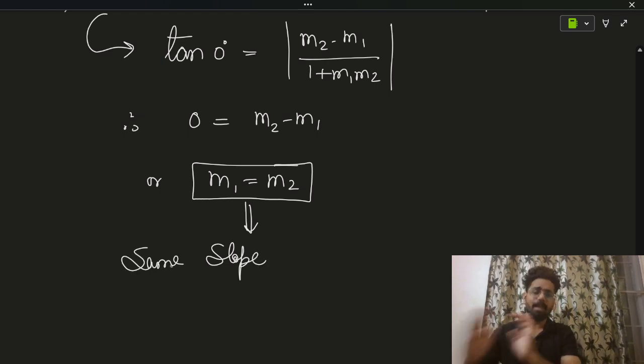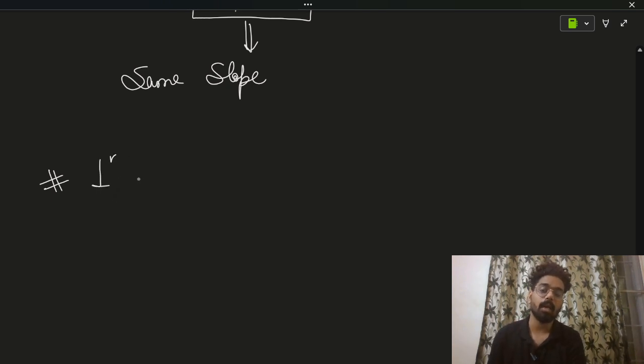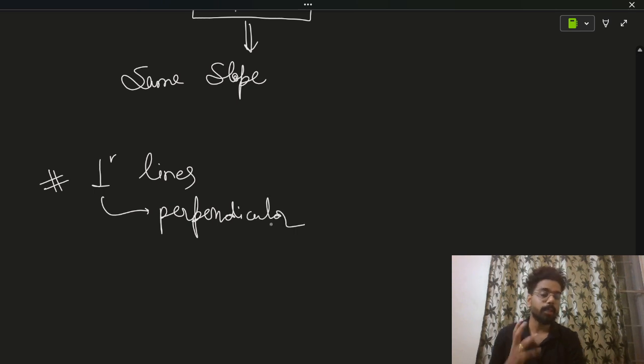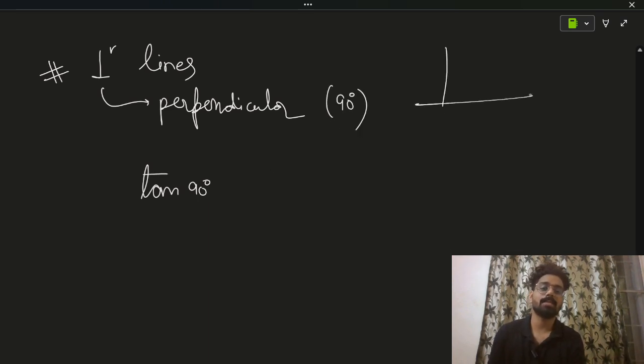Two parallel lines have same slope. Now, this is not that important. It's important, but more important is the angle between two lines when two lines are perpendicular. So we are having perpendicular lines. This is a symbol that we use for perpendicular. So when two lines are perpendicular, then what will happen? Now tan 90 degree. Perpendicular means 90 degree. How does it look like? Like this. Now tan 90 degree is equal to the same m2 minus m1 upon 1 plus m1 m2.